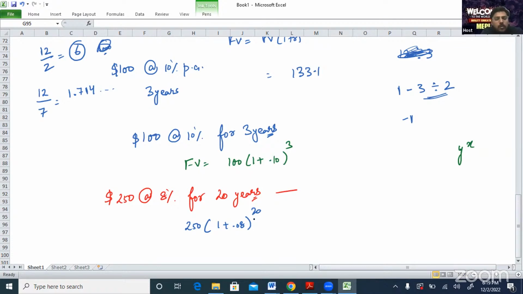Okay, so now what I do, I go in here. So again, my N, if I talk about 20 is my N, so I will press 20 and then press N. I/Y is my 8, so press 8 and then press I/Y. Okay, PV, if I say again, I can press 250. At the bottom there is a plus minus sign, I can press this plus minus sign, so it is taking minus. Once it is coming minus 250, you can put PV, press PV. Your PMT should be what? PMT should be 0, automatically it is 0.